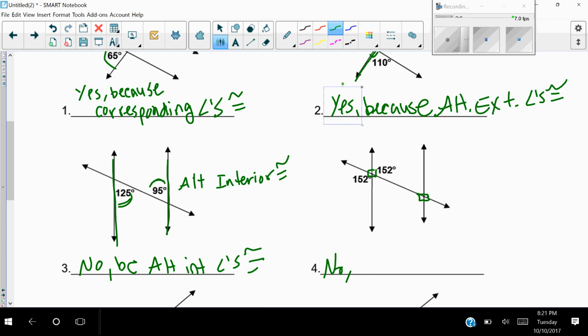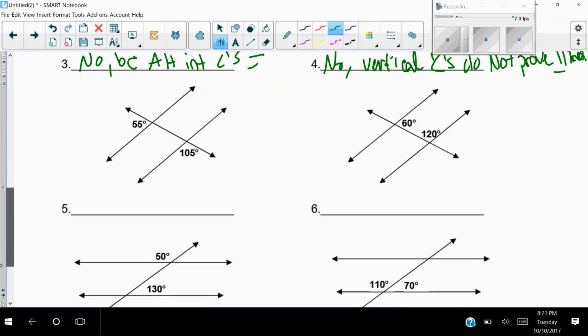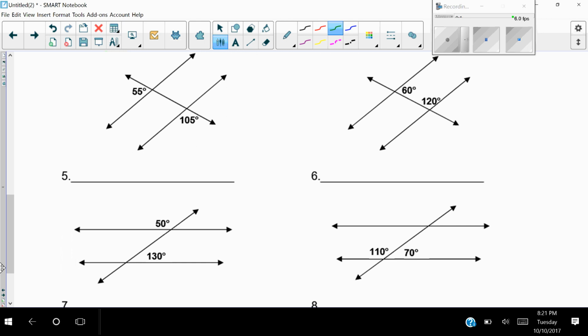And we just looked at the front page because vertical angles, these are vertical angles. Vertical angles are equal, but vertical angles do not prove parallel lines. Look on the front of this page, it tells you that. That's a symbol for parallel and then lines. So you guys can try some of these out.